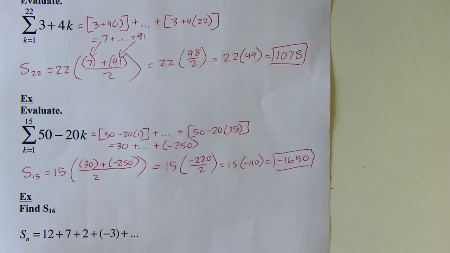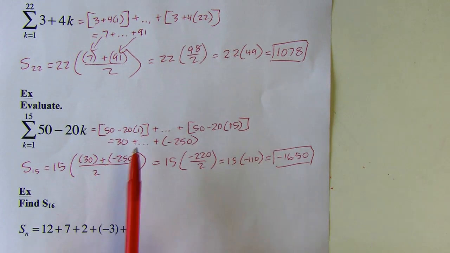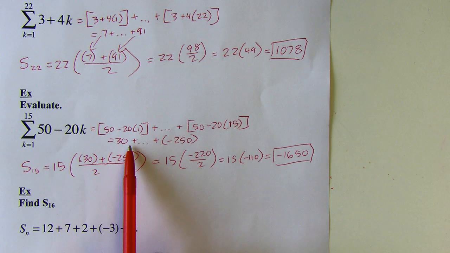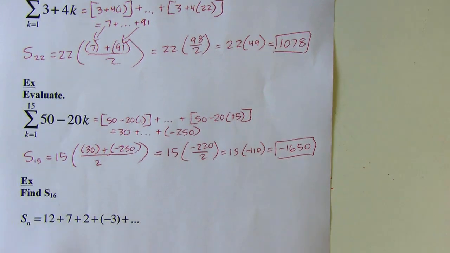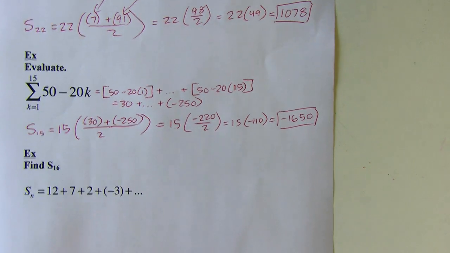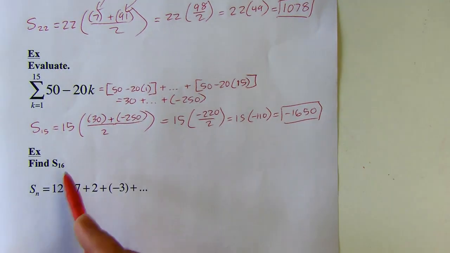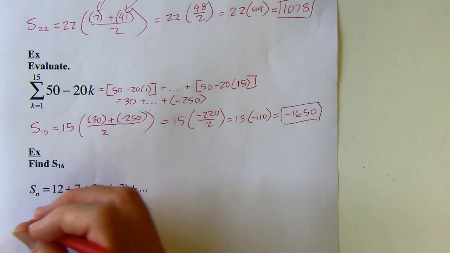And it makes sense if you think about it. If I'm ending up at negative 250, most of these terms are going to be negative if I've got an arithmetic sequence here, right? All right, so let's try another. Same formula. This is still an arithmetic series.